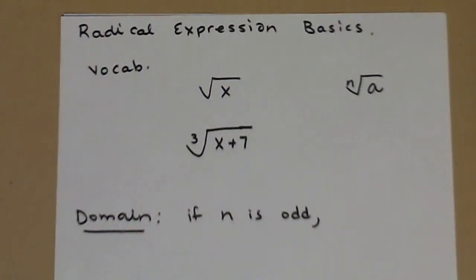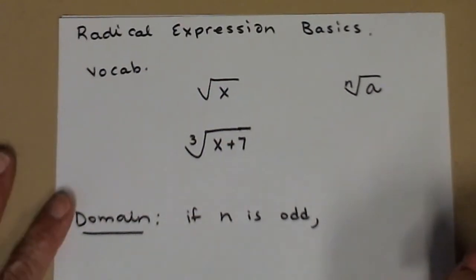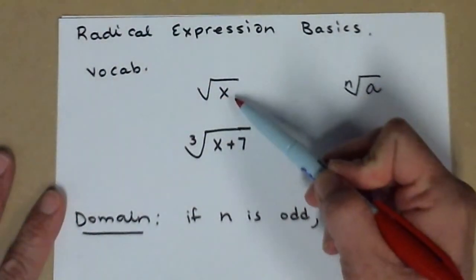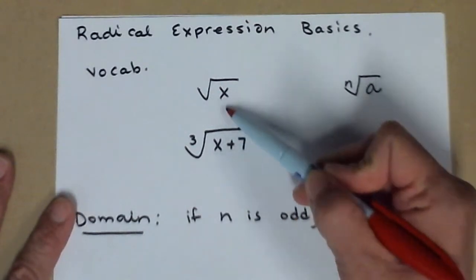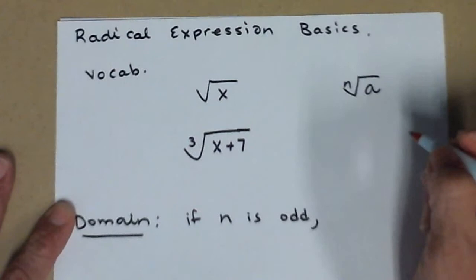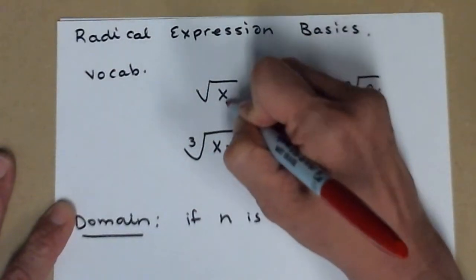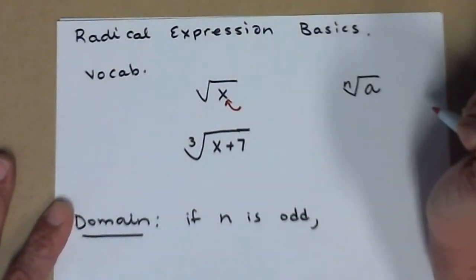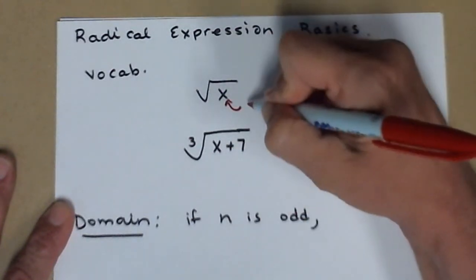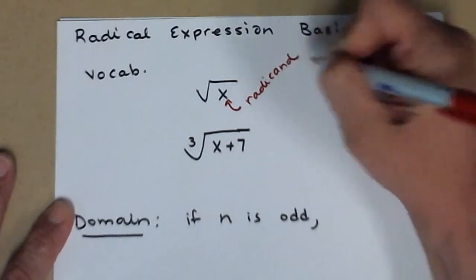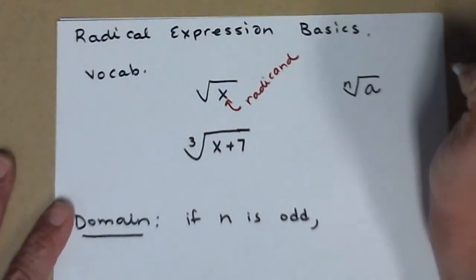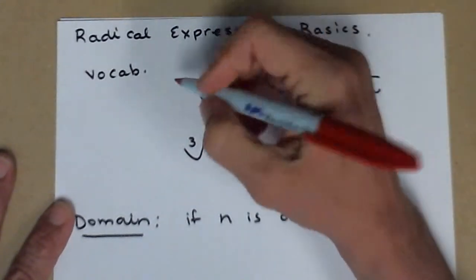So I'm going to go over some radical expression basics. First off, some vocabulary, so we're all speaking the same language. When we see this, I'm sure most of you would say, hey, that's the square root of x. Some things that we call this part: the expression underneath is called the radicand. It's whatever expression or number is underneath the radical symbol.